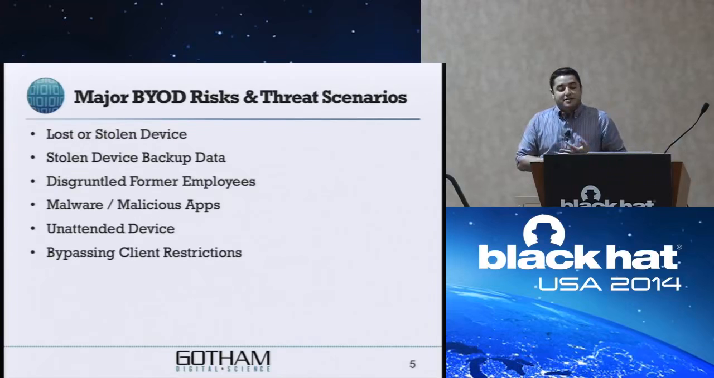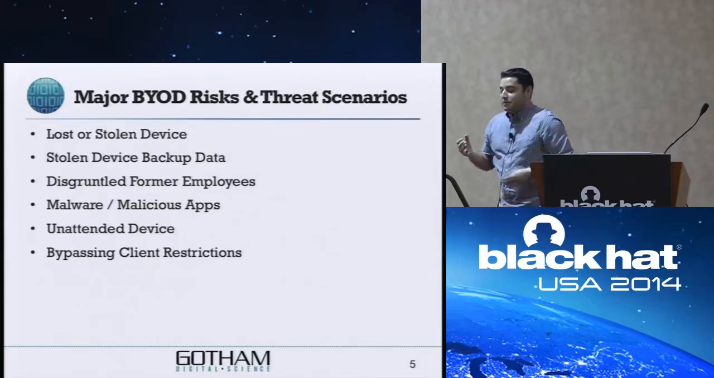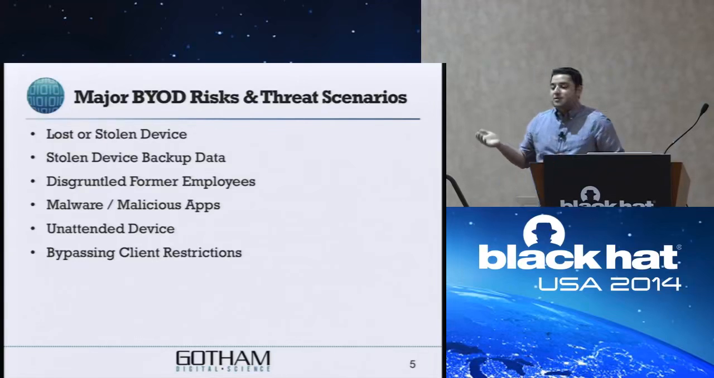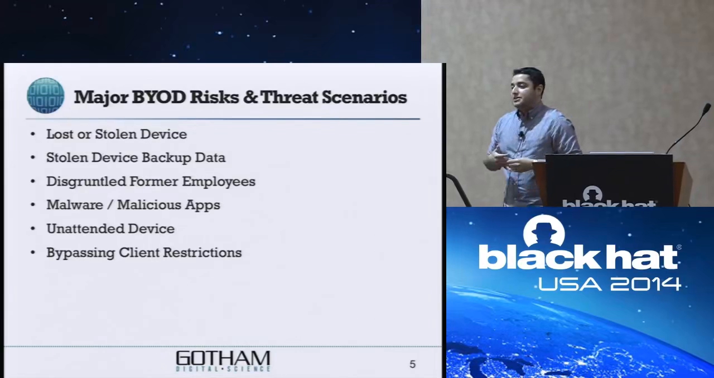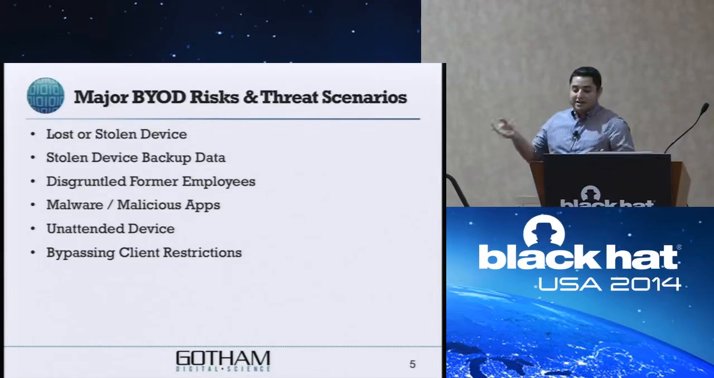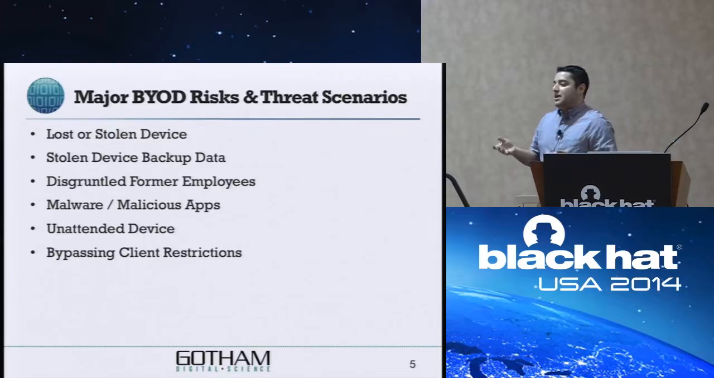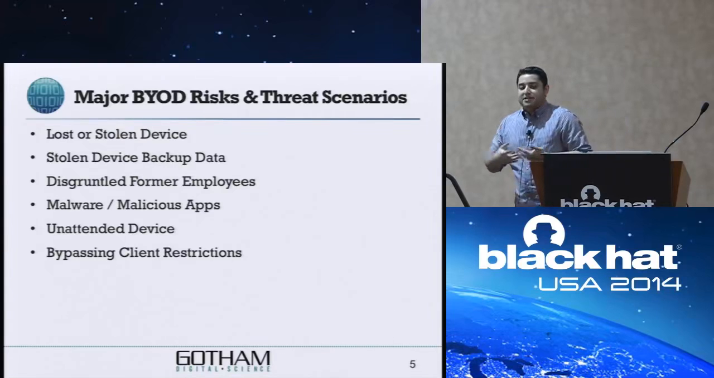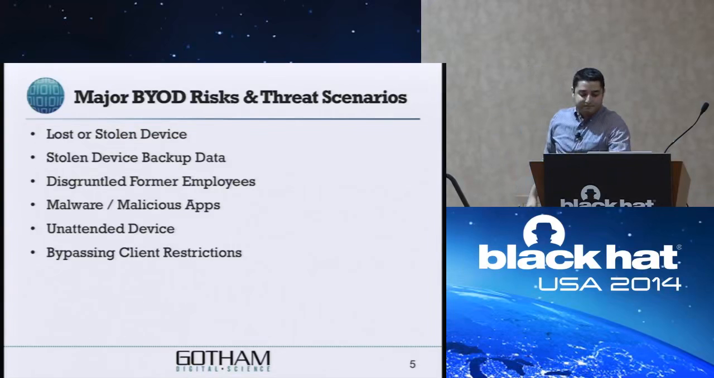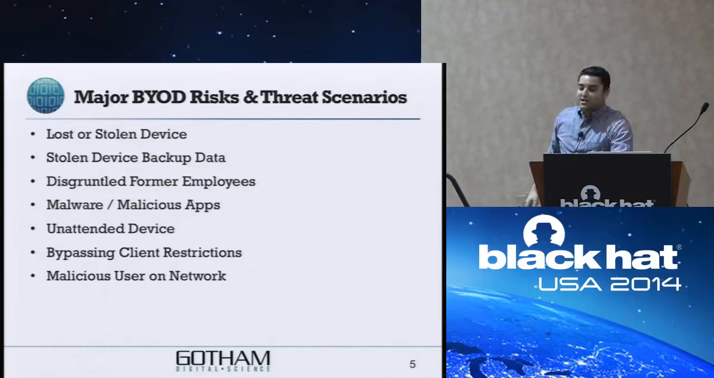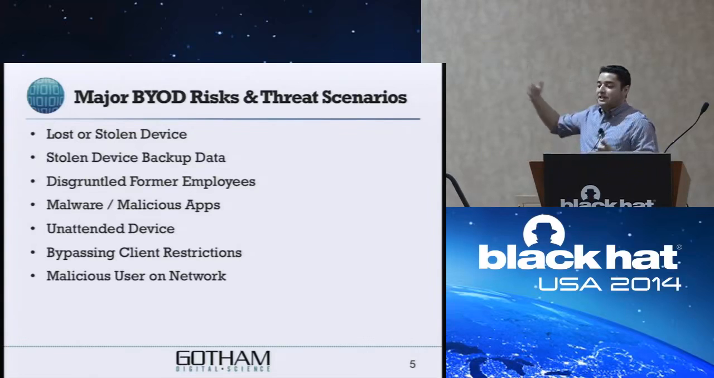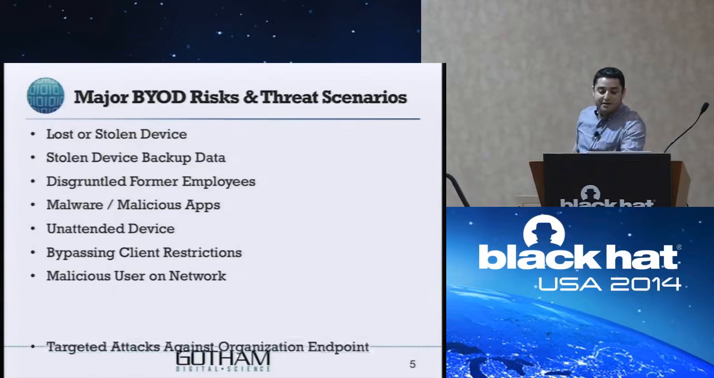Bypassing client restrictions. So there's going to be some forms of client restrictions. Maybe you don't want people running it on a jailbroken device, or maybe you don't want your employees doing copy paste and putting it into some other thing, or maybe you want the organization data to only be available in a certain app and not be used outside of it. Malicious users on a network. You're at Starbucks doing whatever you do on your phone. There should be controls in place that ensure that the data is protected over the network.